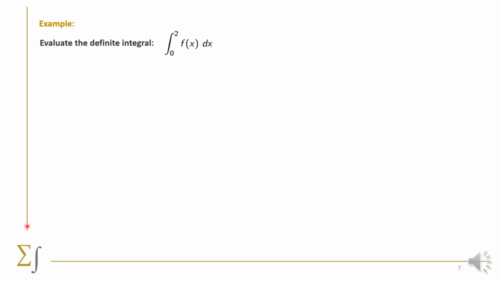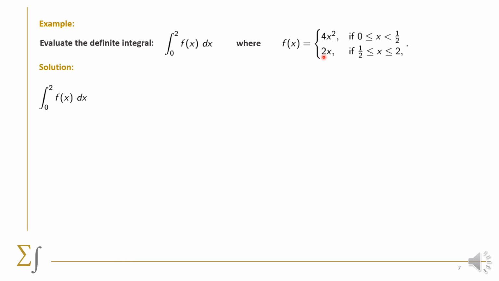Evaluate the definite integral of f of x from 0 to 2, where f of x is defined by the piecewise function we see in front of us on two domains. From 0 to half, f of x is equal to 4x squared, and on the closed interval from half to 2, f of x is equal to 2x.